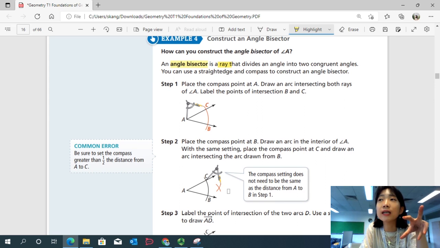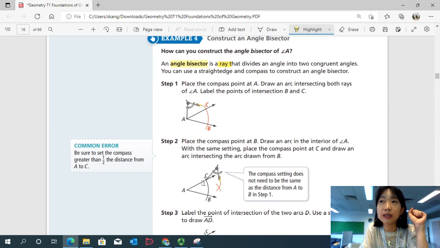Okay, your compass setting does not need to be the same as the distance from A to B in step 1, but it could be, but you can change it. Just make sure that your compass setting is not changed when you're drawing these two arcs inside your angle.